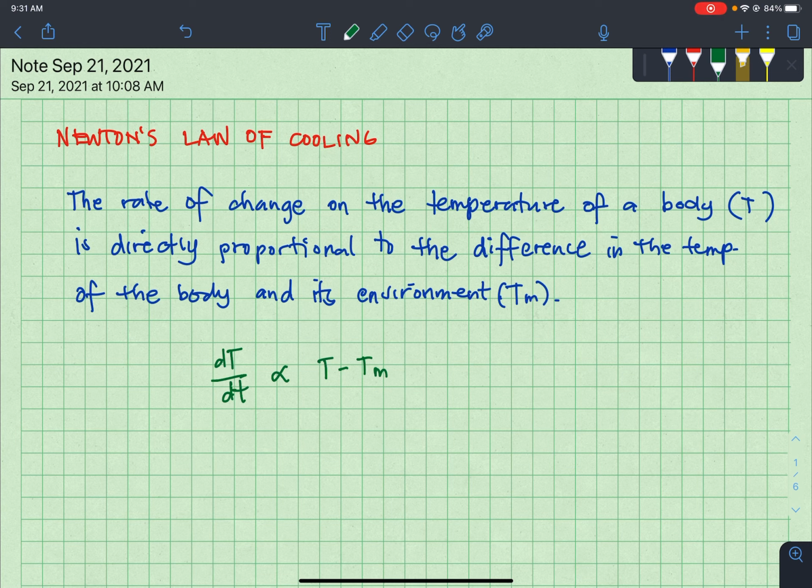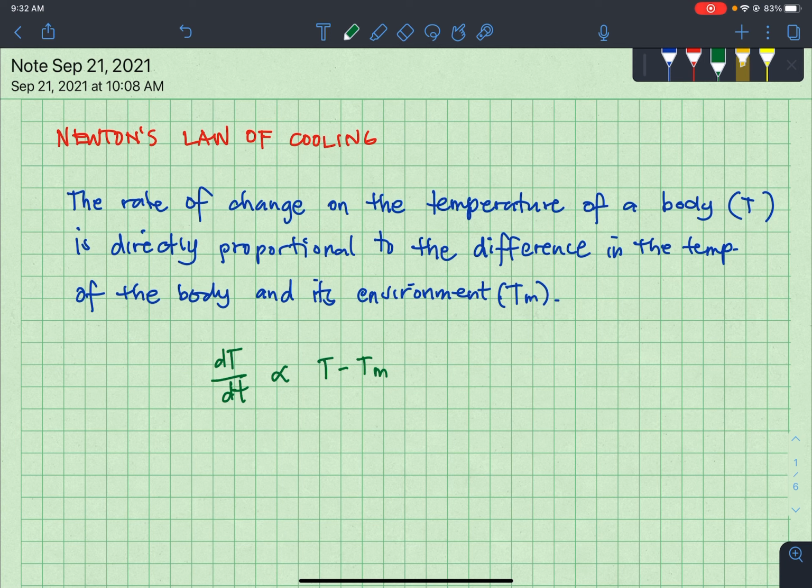Similarly, let's say we place a soda inside a refrigerator. If the refrigerator has a temperature of, let's say, 0 degrees Celsius, then the soda could not have a temperature below 0 degrees Celsius. It could get closer to 0 degrees Celsius, but not below the temperature of the environment.